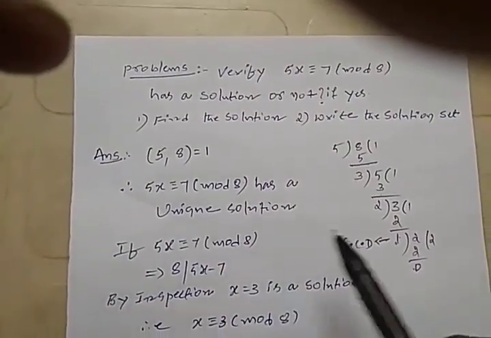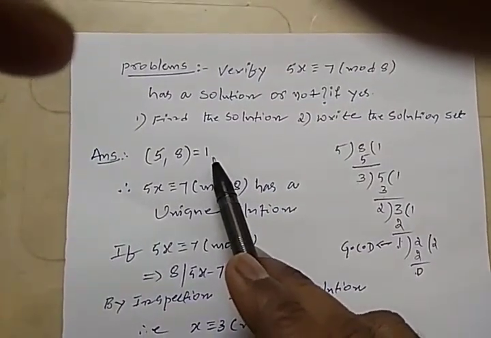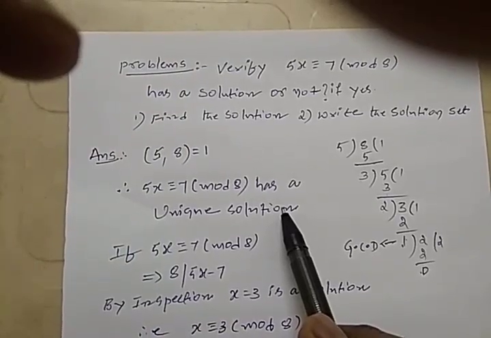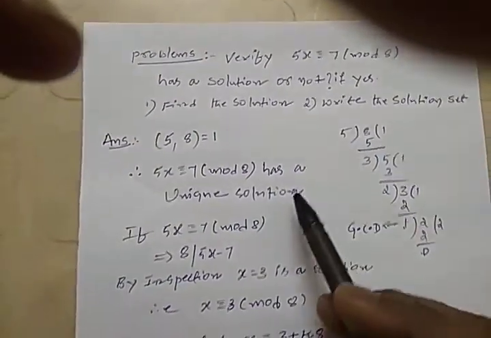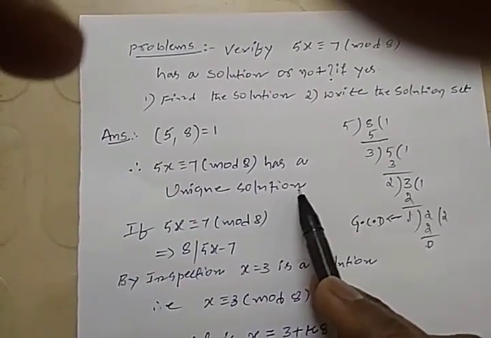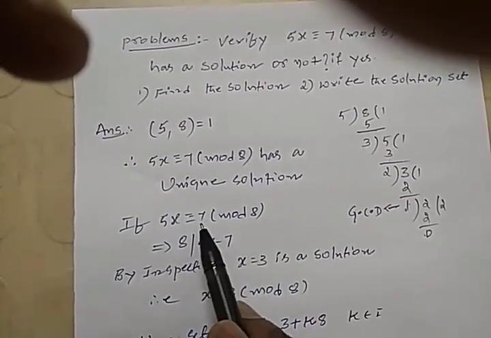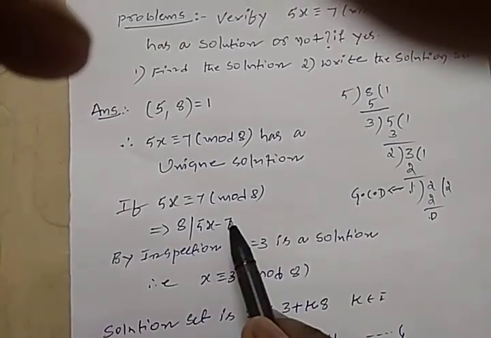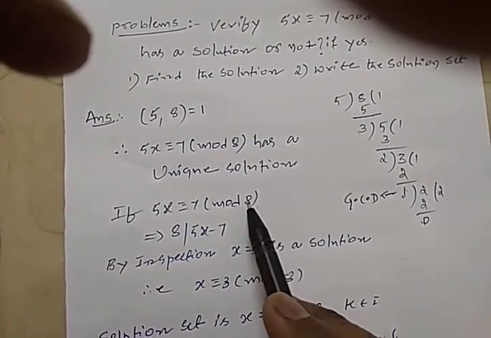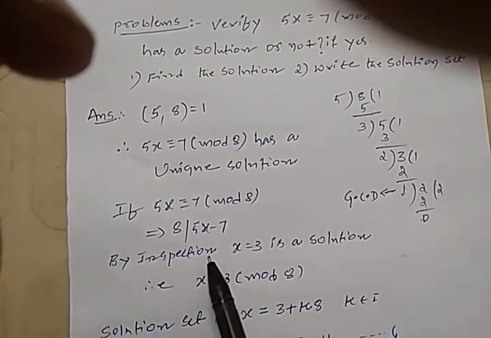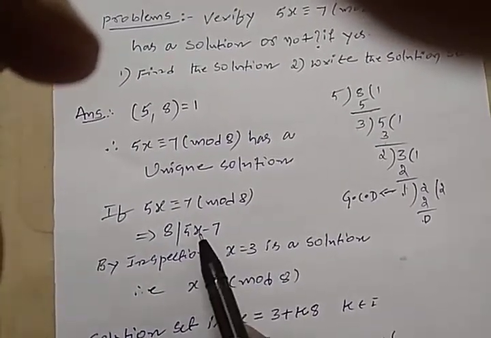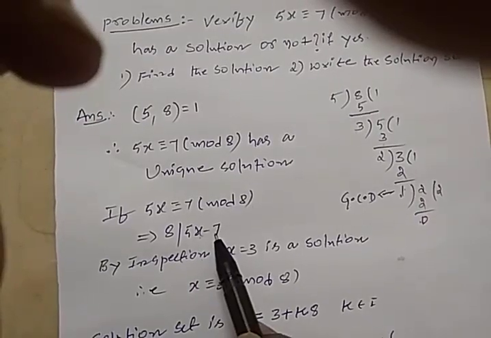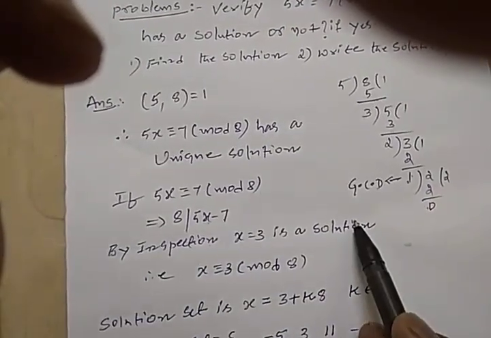By the condition for existence discussed previously, if the GCD is 1, the given congruence has a unique solution within mod 8. Let us find which is the unique solution. If 5x is congruent to 7 mod 8, then 8 divides 5x minus 7. Since the mod is a small number, we can find it by inspection. If x equals 3, 5 times 3 is 15, minus 7 gives 8, and 8 divides 8. Therefore, x equals 3 is a solution.